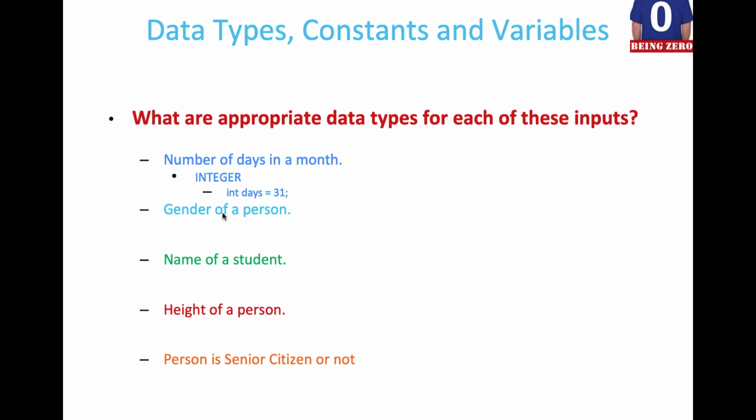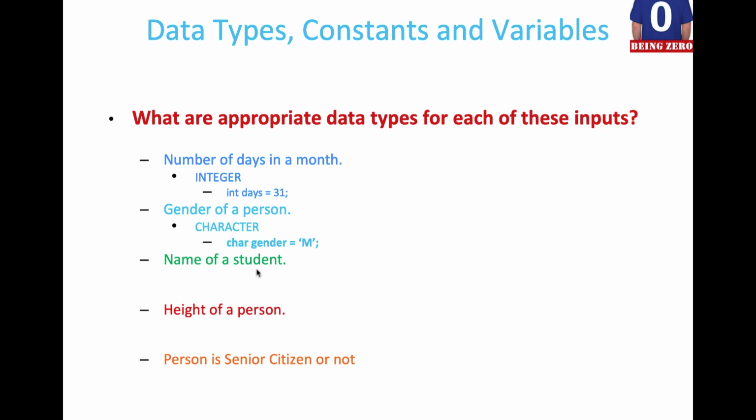Now, if you want to represent gender of a person, we know gender of a person can be represented easily by a single alphabet. We can put M, it can be small m or capital M, or we can keep F for female, small f or capital F. So gender of a person can be represented by only one alphabet, which we call character.